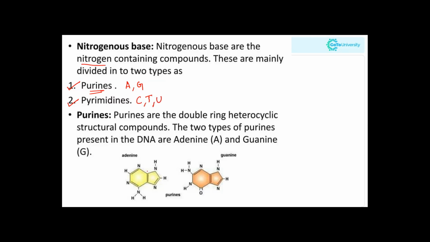So purines are double ring heterocyclic compounds. You can see there are two rings, and they are heterocyclic structural compounds. It means these two structures are different. They're not similar. They're not homocyclic. This structure has a hexagonal structure, whereas this is a 5-ring structure, isn't it? So they're different. And the two types of purine present in DNA are adenine and guanine.